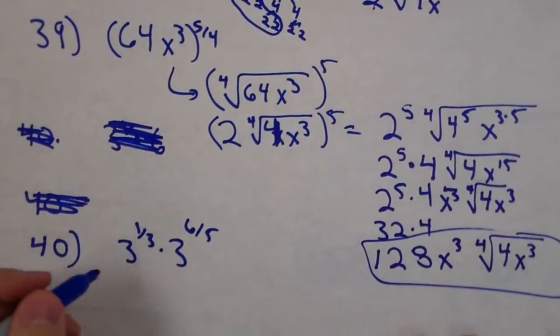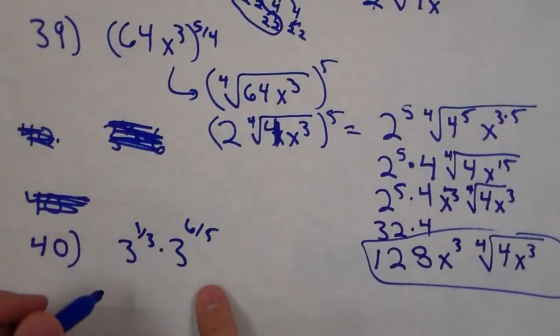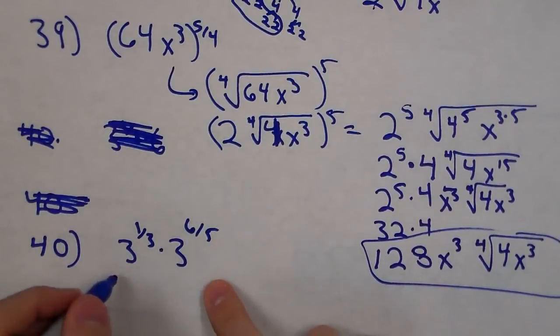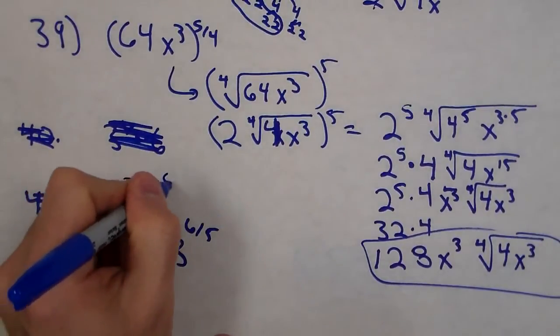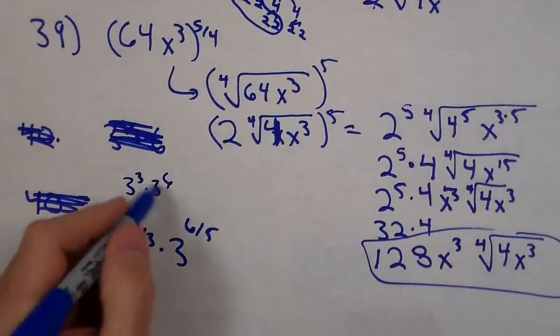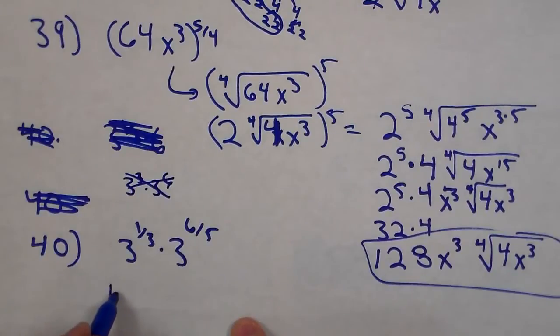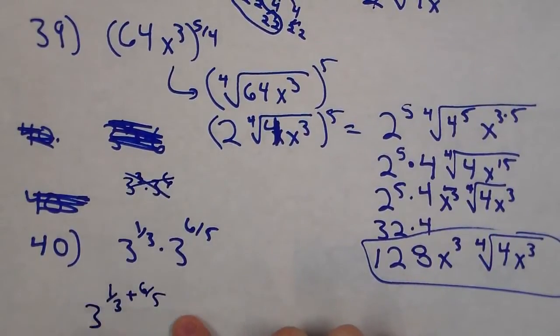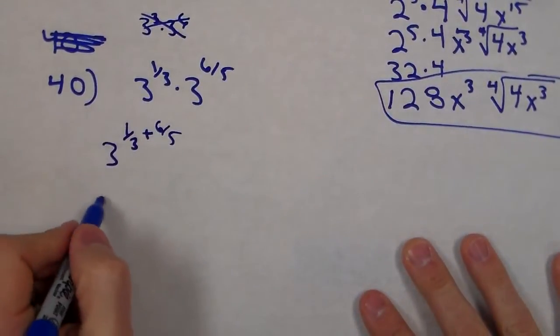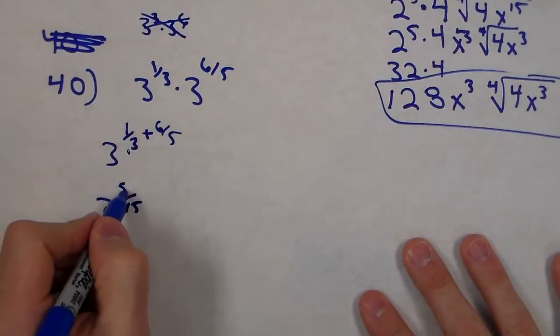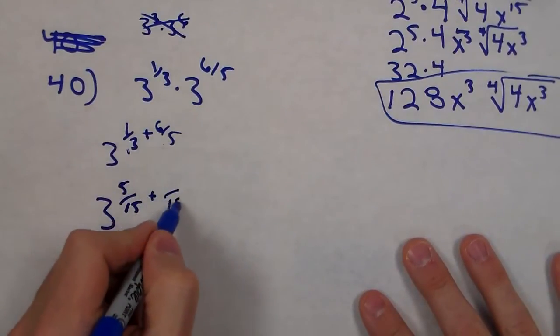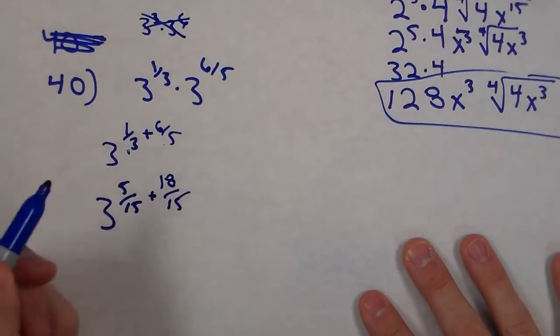Okay, and now for number 40, I have 3 to the 1/3 and 3 to the 6/5. Since they are like bases, I'm going to add exponents. Think of it, if it was 3 to the 3rd times 3 to the 6th, you would just add 3 and 6. So I'm going to go 1/3 plus 6/5. My common denominator for those two are going to be to the 15th. So to make it to the 15th, I have to multiply top and bottom by 5. To make this to the 15th, I have to multiply top and bottom by 3.